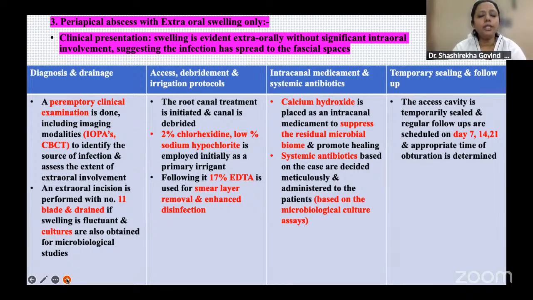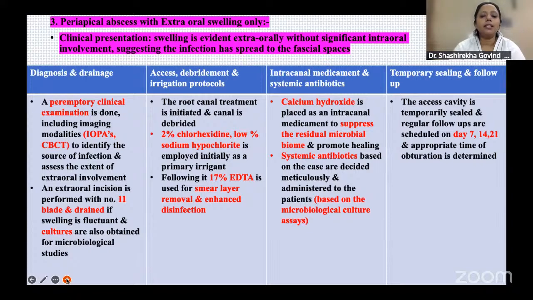So the tooth which is involved has to undergo root canal treatment, which is initiated, followed by thorough irrigation and debridement and removal of all the necrotic tissue, followed by chlorhexidine irrigation, and you can use EDTA and sodium hypochlorite. This is in the first sitting.